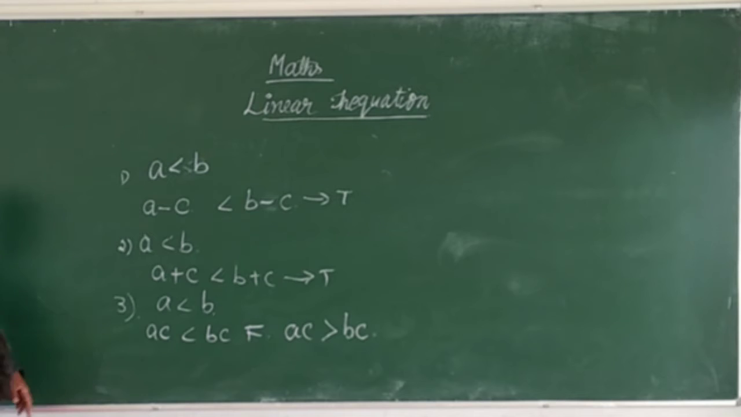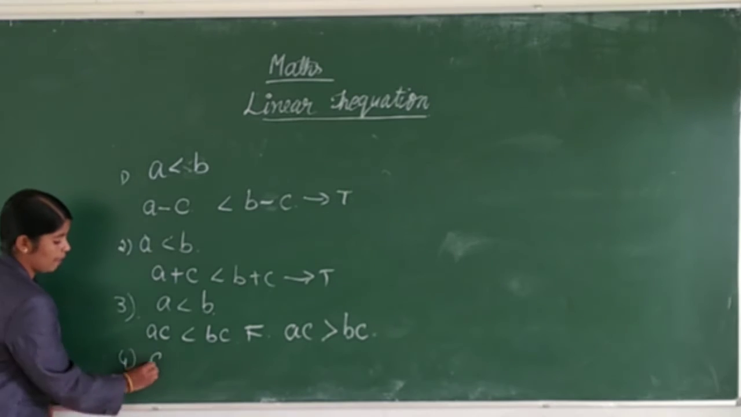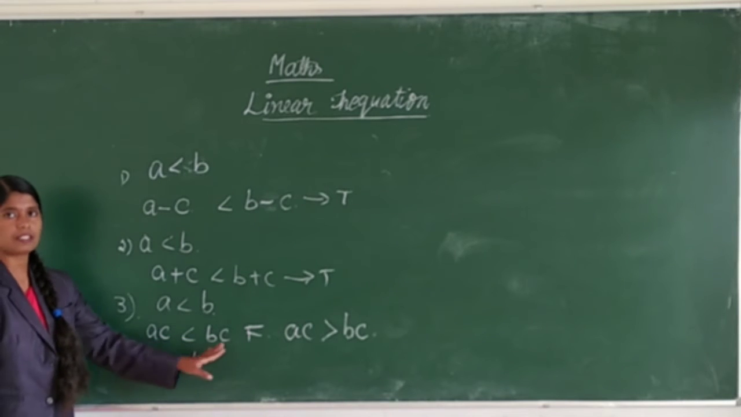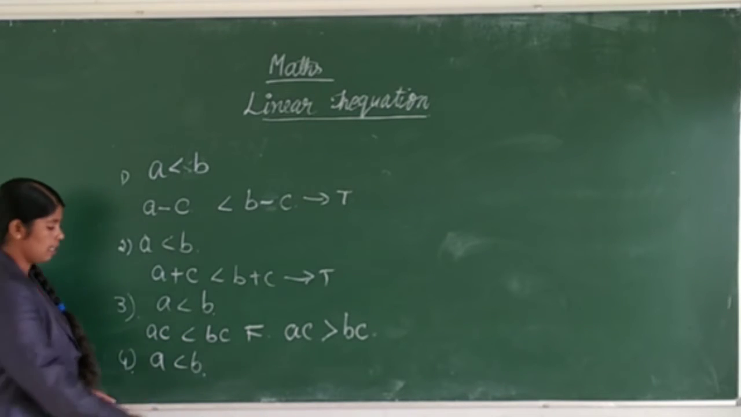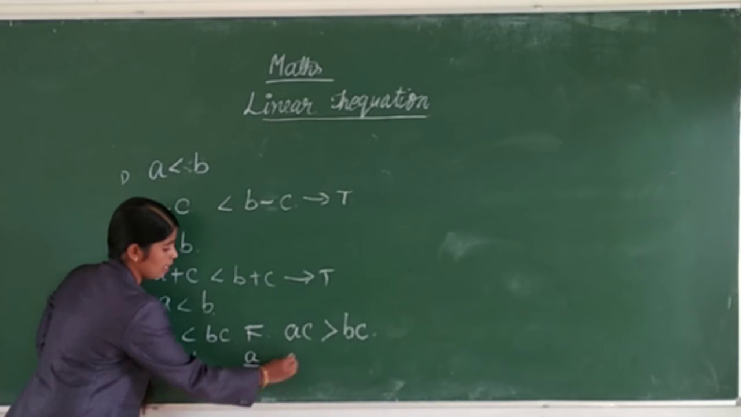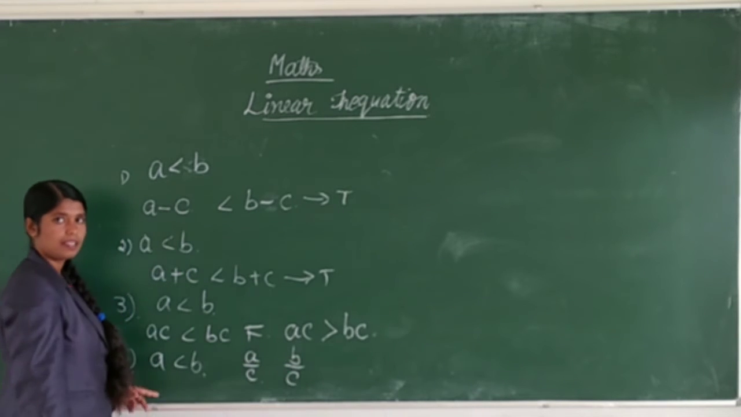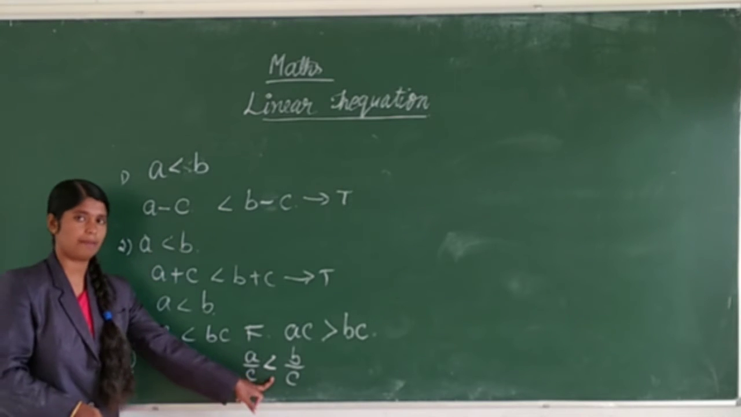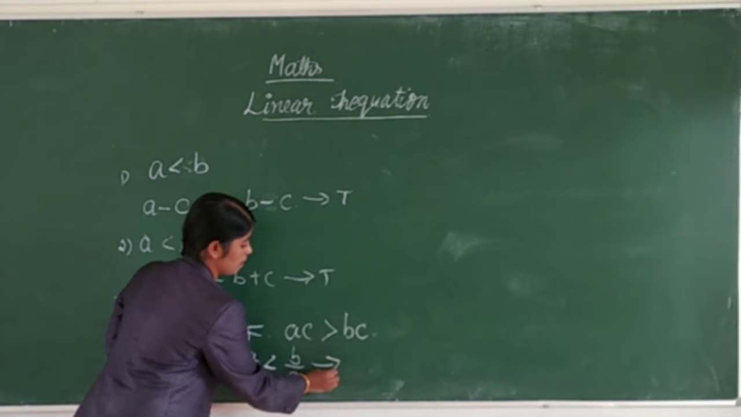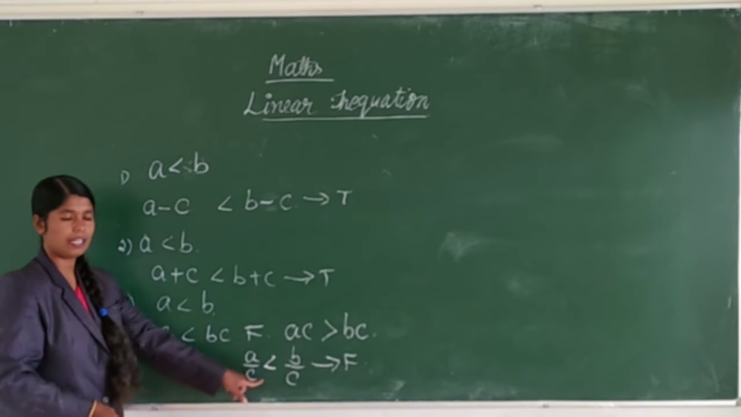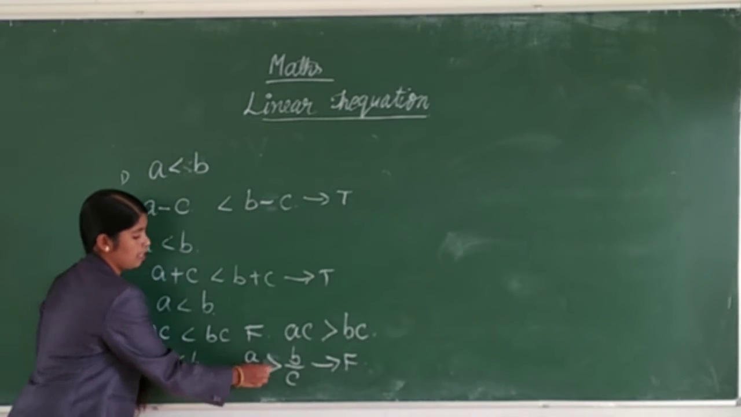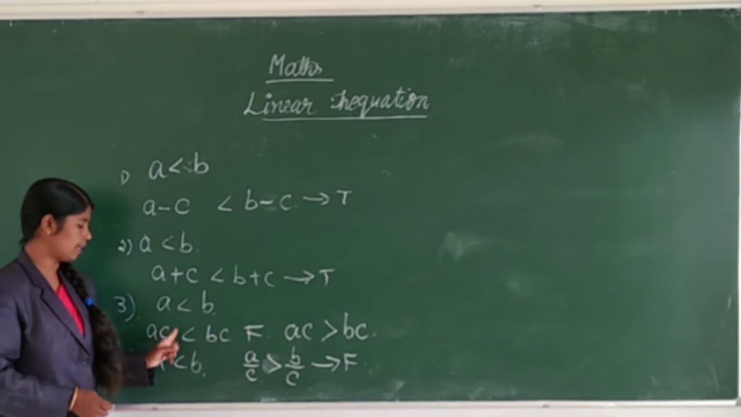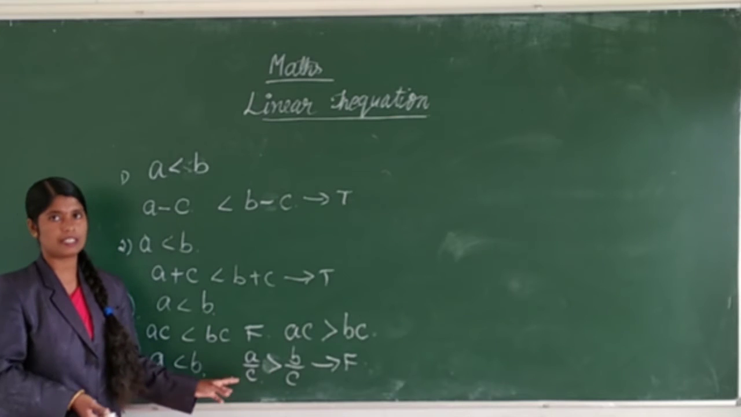Hope you understood this. And the fourth one, it is given: if A is less than B, then if you divide the same quantity on both the sides of the inequation, like A divided by C, then B divided by C, they have given in the question the sign of inequation remains same. It is false. The sign of the inequation reverses. If you divide the same quantity on both the sides of the inequation, then the sign of inequation inverses.